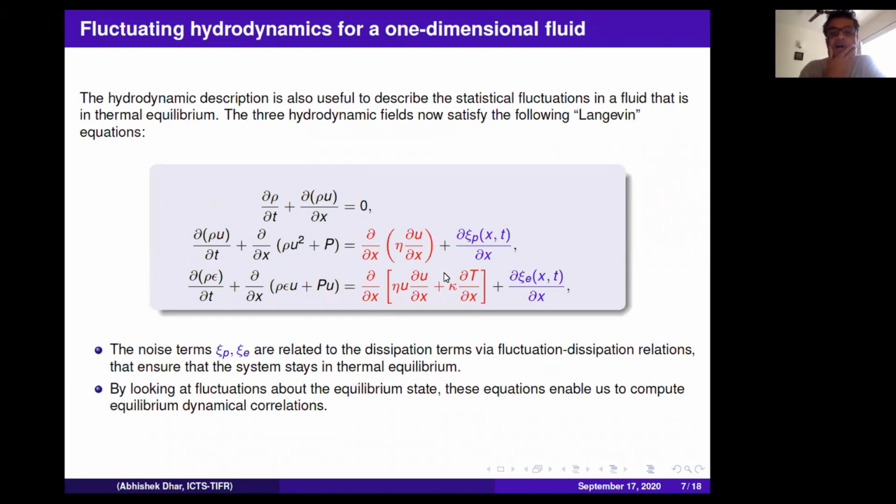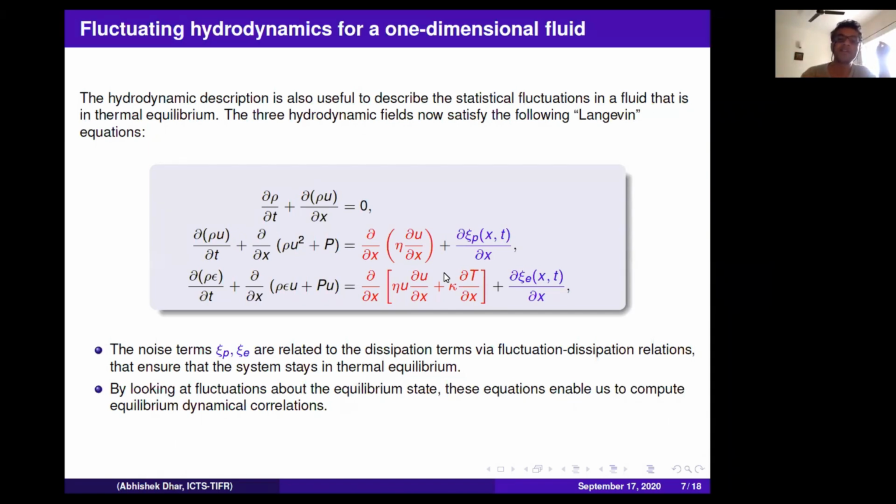Okay, so now what is fluctuating hydrodynamics? Fluctuating hydrodynamics is using the hydrodynamics in systems that are close to equilibrium to describe fluctuations in equilibrium. You can imagine a system in equilibrium, the fields are more or less constant, but then there are fluctuations all the time. And the question is, how do we understand the properties of these fluctuations?